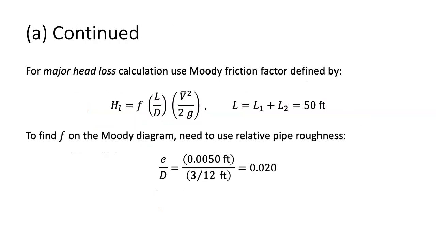To solve for the major head loss due to the friction in the straight pipe, we will use the Moody friction factor defined as shown. Note that for our control volume, we need to use the total length of the pipe. Recall that the friction factor in general is a function of the Reynolds number and the roughness of the pipe. Because velocity or flow rate is one of the variables in our system curve, we cannot solve for the Reynolds number directly, but will need to iterate for a value. We can solve for the relative pipe roughness of 0.020.